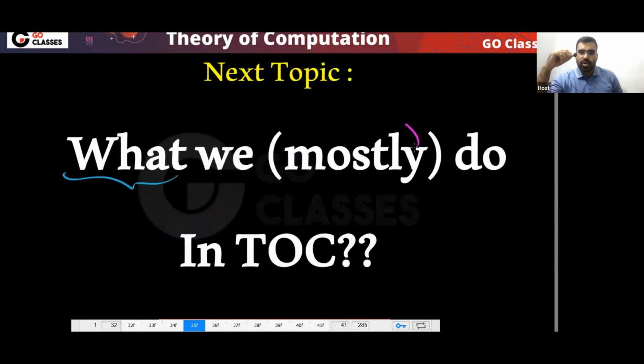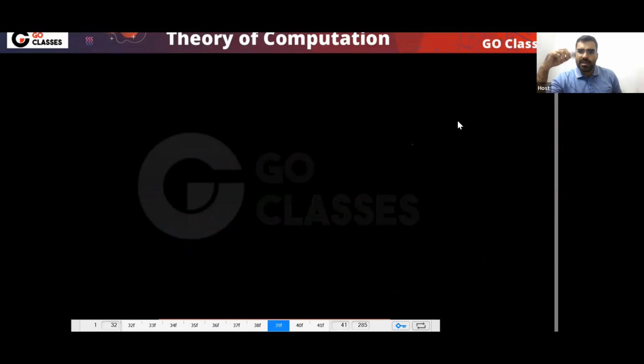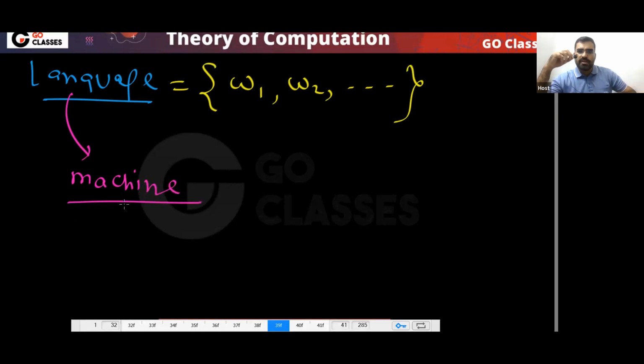So remember, in theory of computation, most of the time what we study is recognizing languages. You have some language, and a language is a set of strings, as you already know. Then we will create a machine for this language. This is a theoretical machine, of course. You are not going to create a mobile or a computer, you are going to create a theoretical machine. This machine M you are going to create recognizes L.